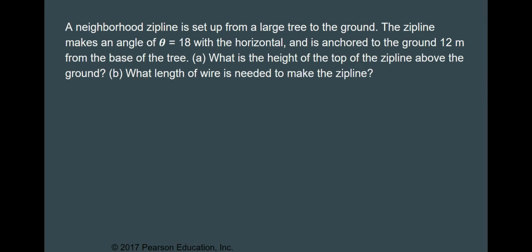Let's actually look at a problem, though. In this case, we have a zip line which has been set up from a tree to the ground. That zip line is going to create an angle of 18 degrees with the horizontal, so with the ground. It is anchored to the ground 12 meters from the base of the tree. So we want to find the height of the top of the zip line above the ground, and then we want to know what length of wire is needed to make that zip line.